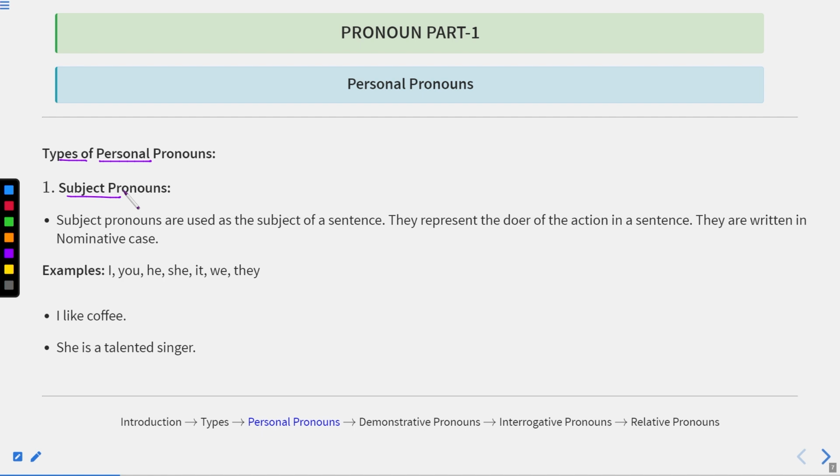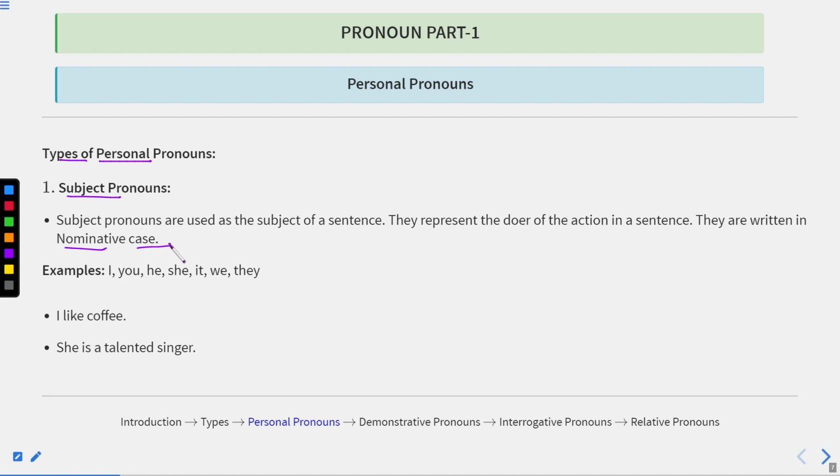Whenever we write any pronoun in the place of subject, or if we want to make the subject with the help of a pronoun, there we need subject pronouns, or the personal pronouns of subject. Now this is also given another name, and that is nominative case.